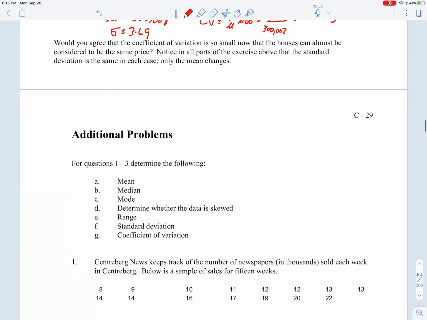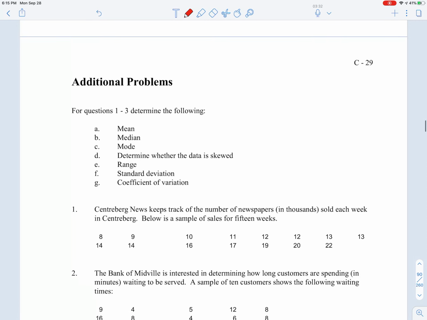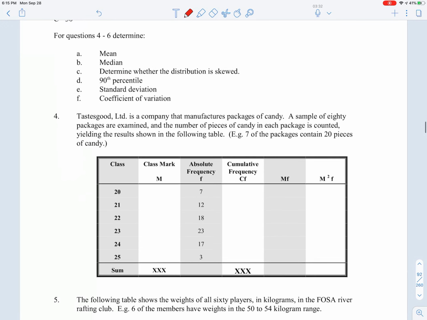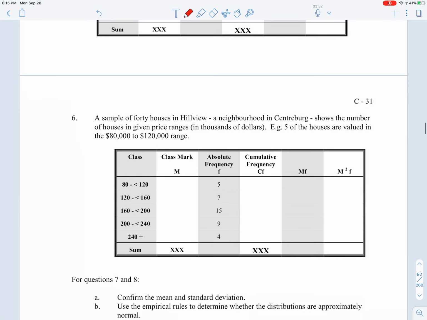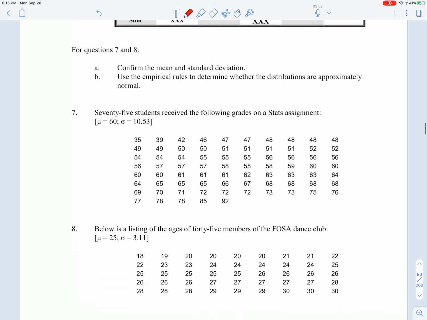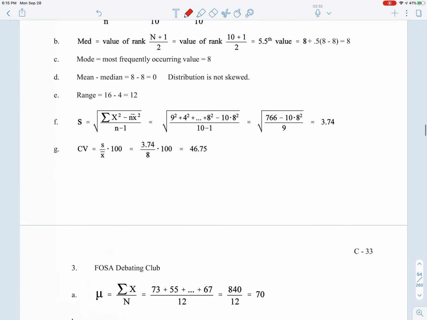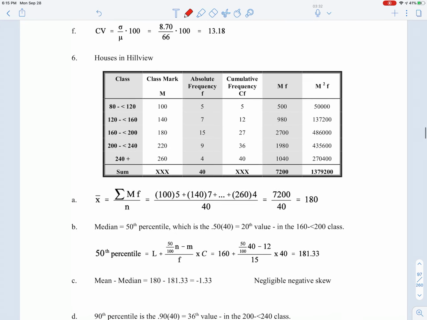So that actually ends this particular unit here. Please remember that there are additional problems at the end here. And so they start on page C29, and you'll be calculating measures of centrality and dispersion for both grouped and ungrouped data. And then you'll also be calculating some coefficients of variation and empirical rules, and you'll have answers here. Make sure that you have worked through these problems.